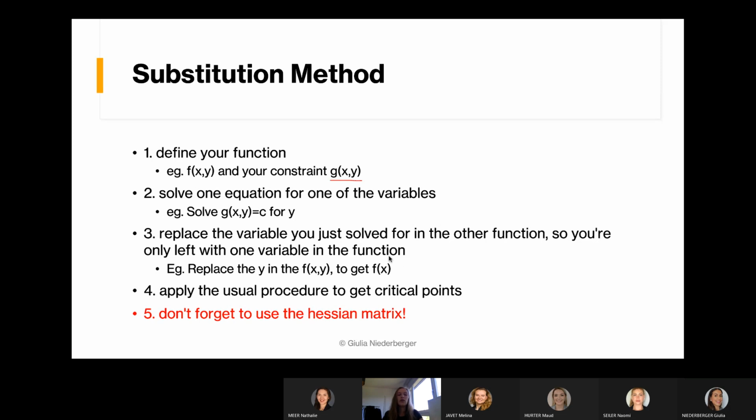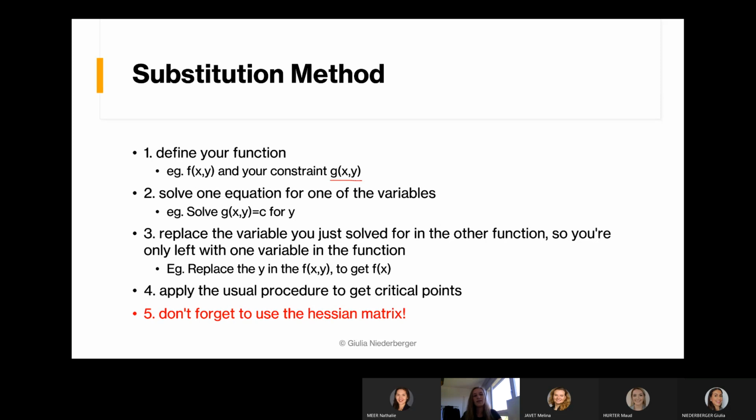So then you solve for it. You're only left with 1 variable, you solve for that. And then you have to apply the usual procedure that you know to get the critical points. And please never forget to use the Hessian matrix, because not every point will be a critical point.